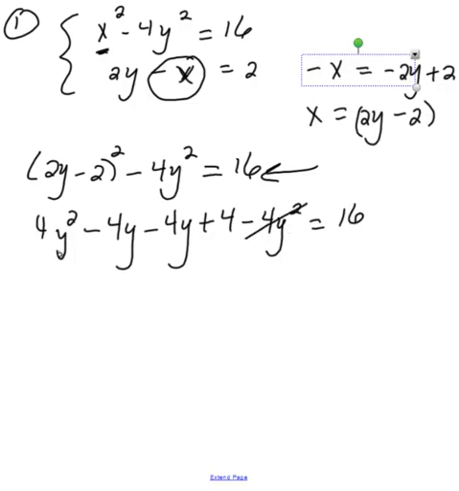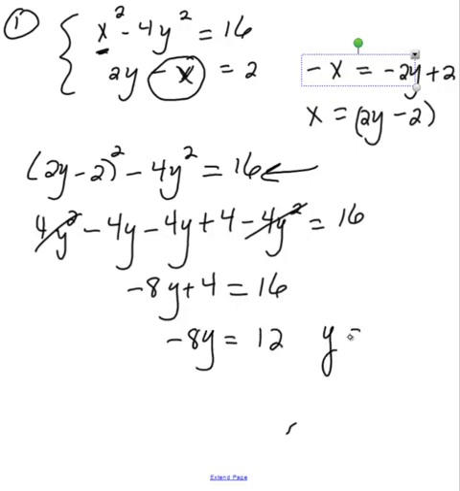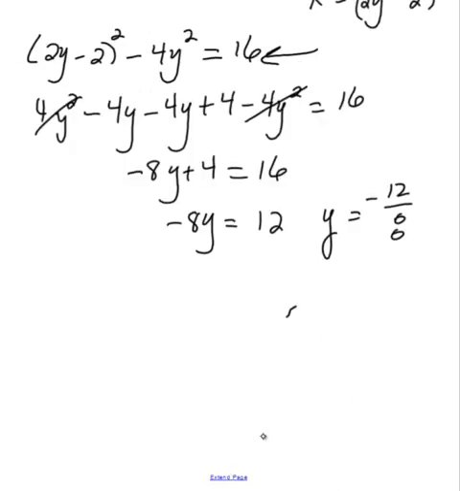Now my 4y squared and minus 4y squared add to 0. So I would add minus 4y and minus 4y to get negative 8y plus 4 equals 16. Since I don't have any squares, I don't have to set the equation to 0. I will just move my positive 4 to the right. I have minus 8y equals 16 minus 4, or 12. So y equals negative 12/8, which reduces down to, divide by 4, I get negative 3/2.